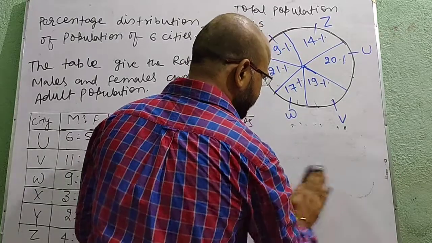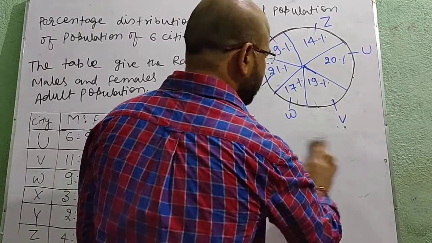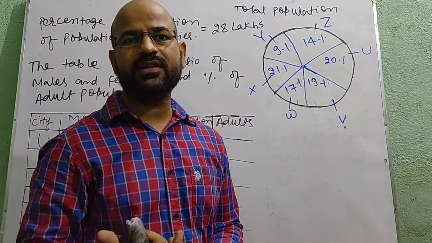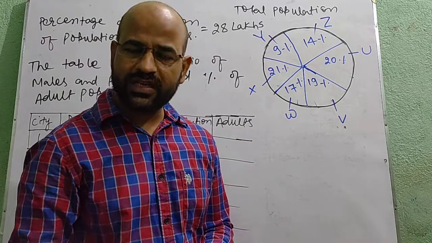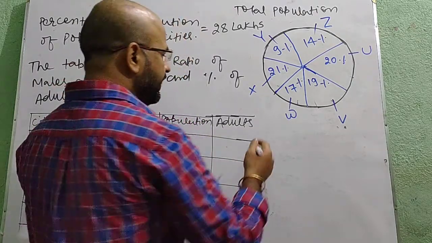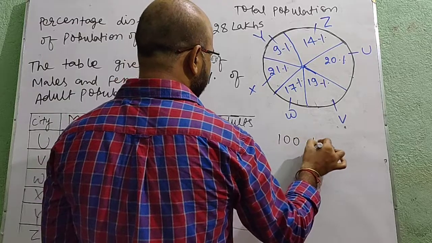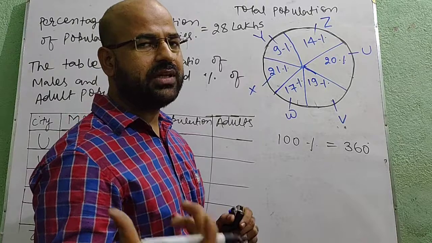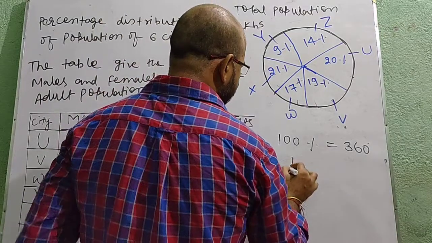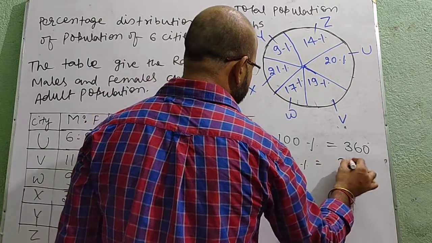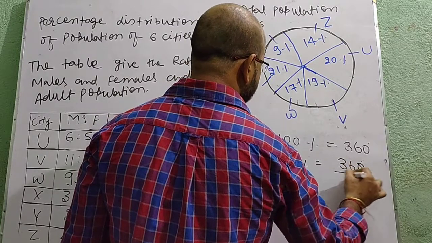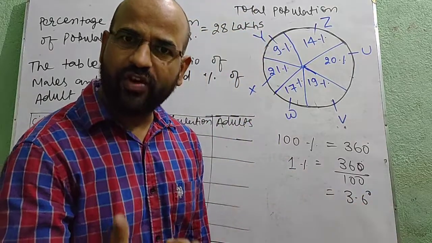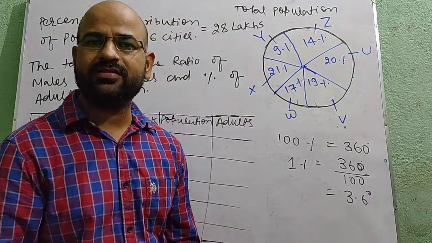Already I have told you that in percentage based the total sum is 100%, and in degree based the total sum is 360. That is, 100% is equal to 360 degrees. So the value of 1% equals 360 divided by 100, that is 3.6 degrees. Means the value of 1% is 3.6 degrees.